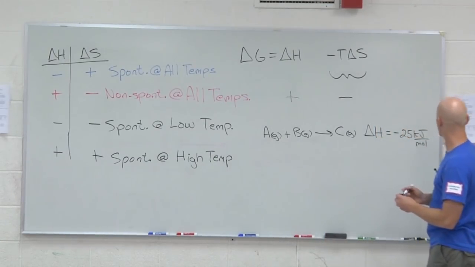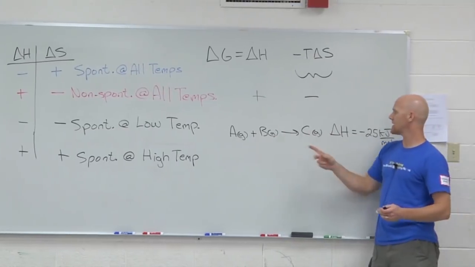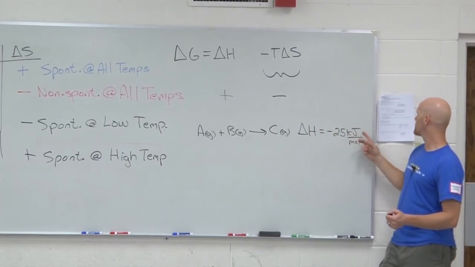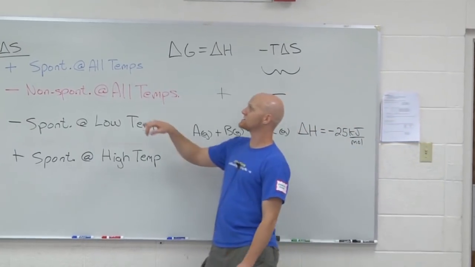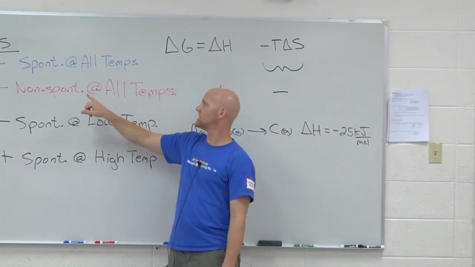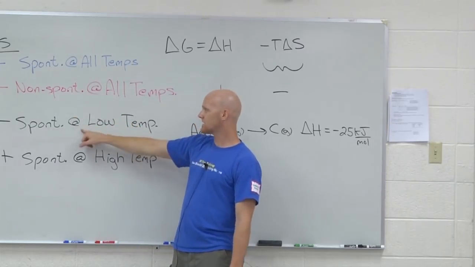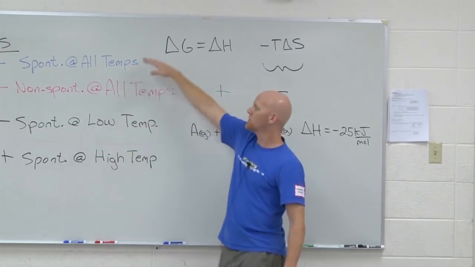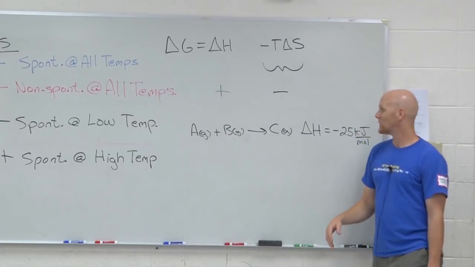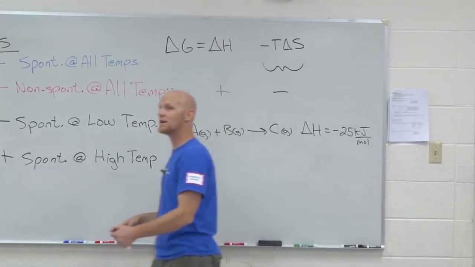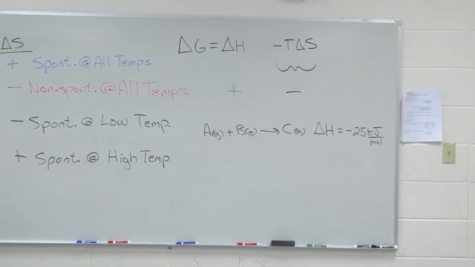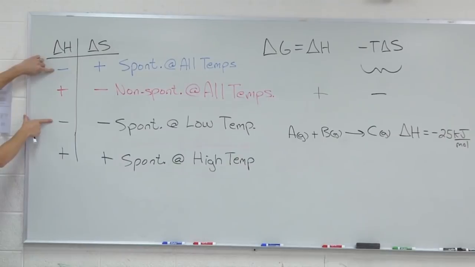This is right off your handout here. So here, A gas plus B gas goes to C gas, and delta H is negative 25 kilojoules per mole. And essentially I'm asking you, is this reaction spontaneous at all temperatures, not spontaneous at all temperatures, spontaneous at low temperatures, or spontaneous at high temperatures? Which of these categories does it fall into? Well, in this case, what do you know about delta H? It's negative, so you should have it already narrowed down to two options, right? In this case, with delta H being negative, it's either spontaneous always at all temps, or it's only spontaneous at low temps. It's got to be one of those two.